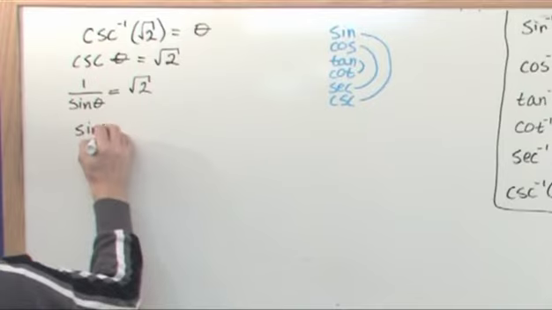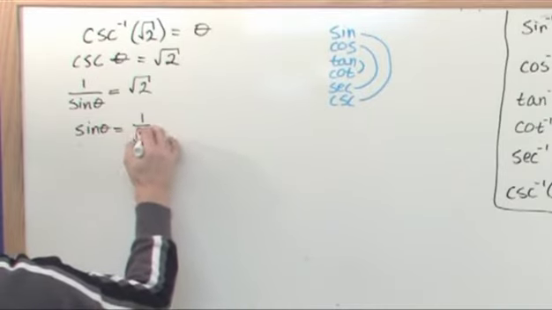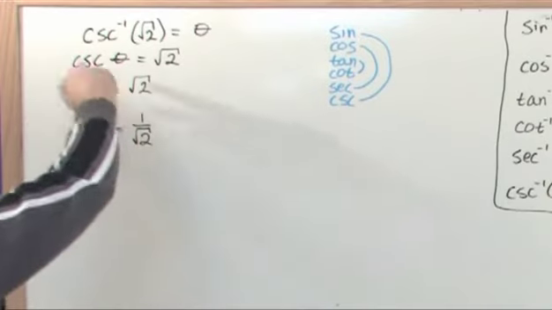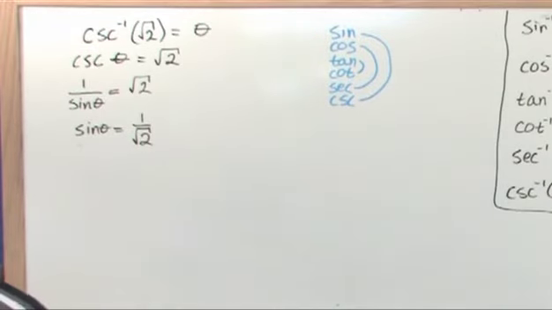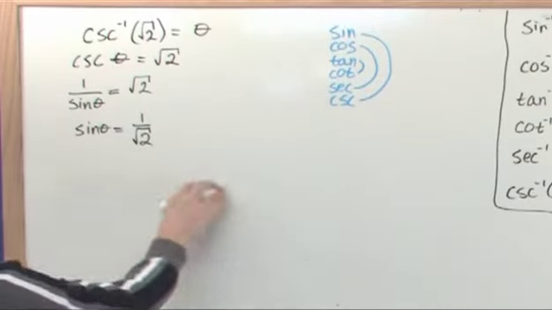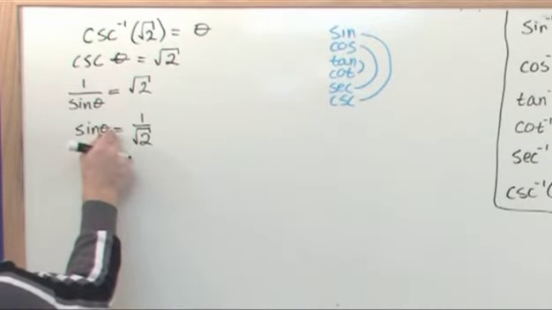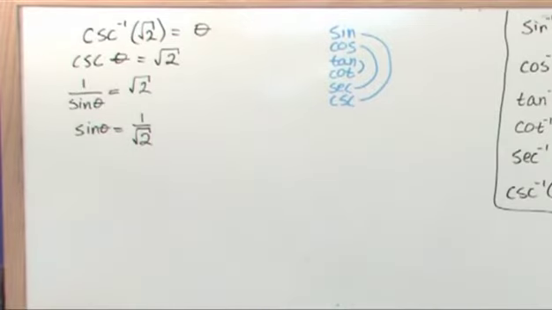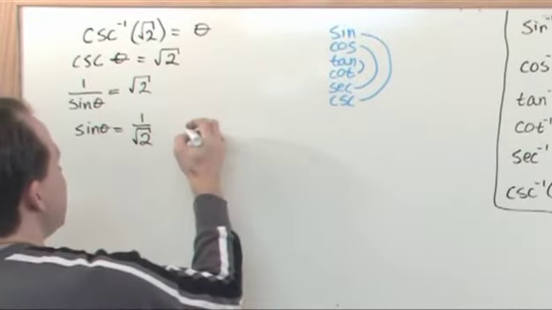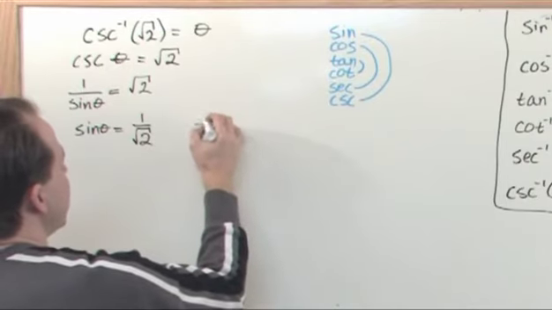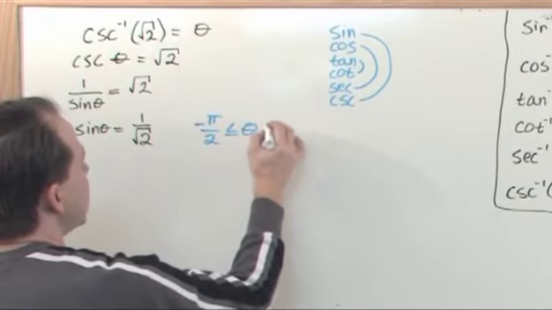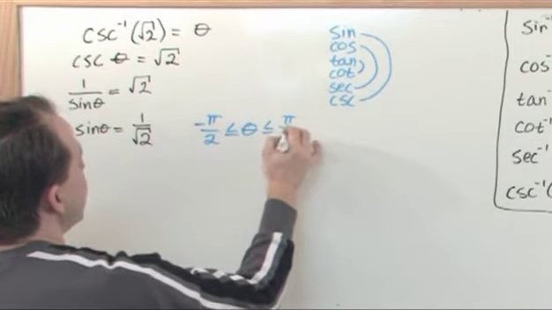So I'll say sine of theta is equal to 1 over square root of 2. I just take the reciprocal of both sides, and so you have this. Now I've got the problem in a much easier form. The sine of an angle is 1 over square root of 2, and don't forget that now that we're talking about a sine function, the angle that can be returned from a sine function is from negative pi over 2 to pi over 2, inclusive.